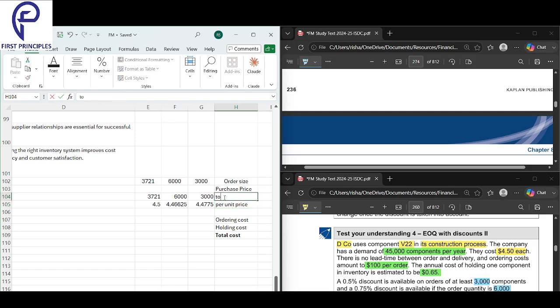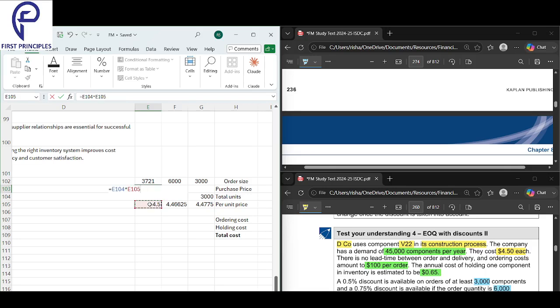Okay, this is my total units. I have a per unit price and we have the total units. Okay, we have the per unit price into the total number of units.